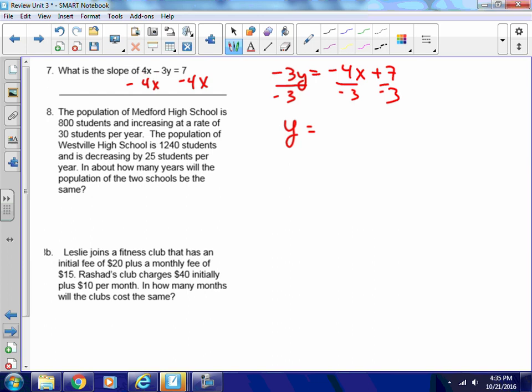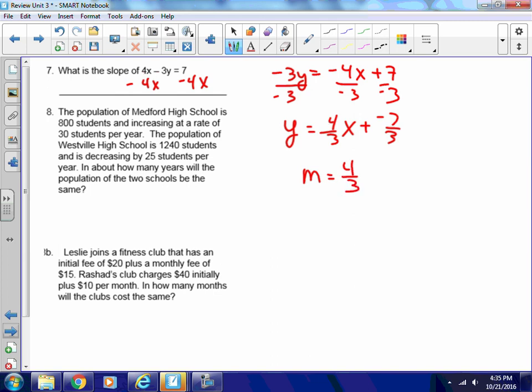And positive y equals positive 4/3 x plus negative 7/3. I really could have written minus 7/3. So the slope is equal to 4/3.